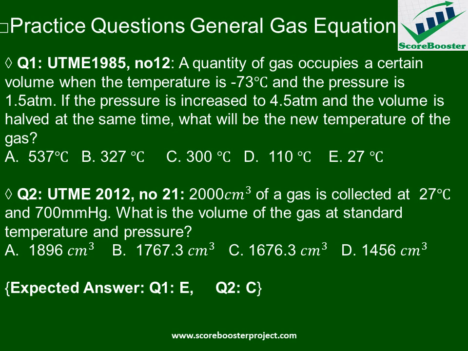Now, the hint on this question is that the standard temperature is 273 Kelvin, while the standard pressure is 760 millimeter mercury. I repeat, the standard temperature, which will be our T2 here, will be 273 Kelvin, while the standard pressure, which is our P2 here, will be 760 millimeter mercury. Now, the expected answer for question 1 is option E, while that of question 2 is option C.